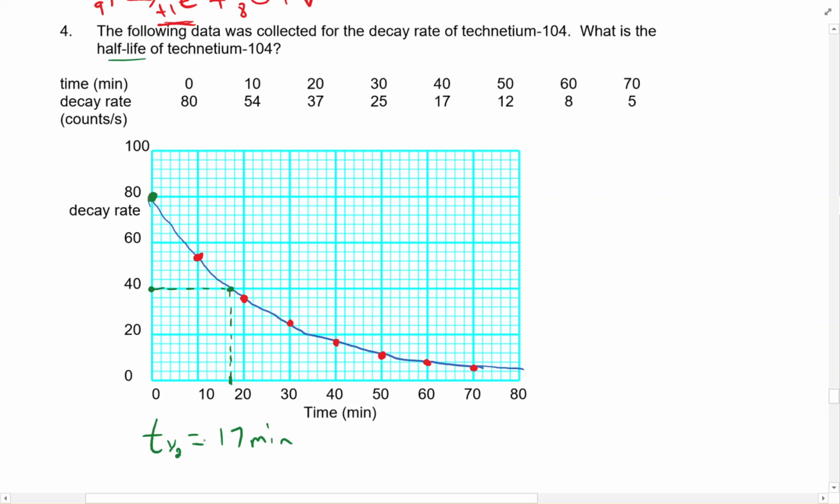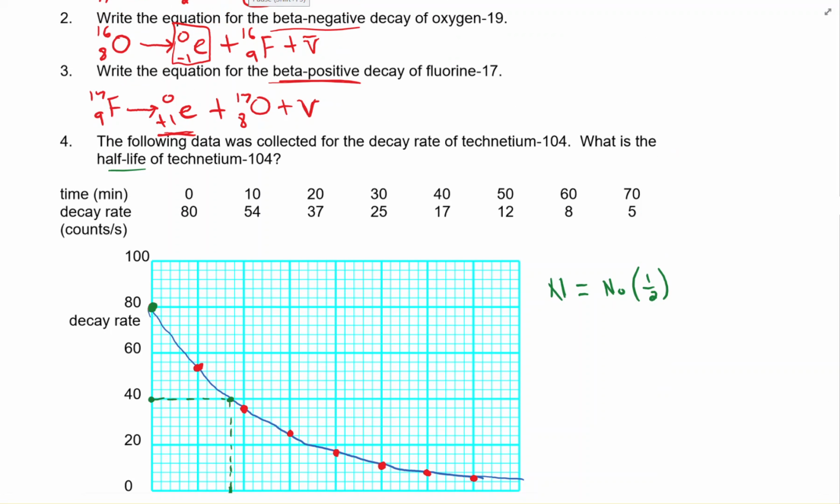So you guys will use that idea. Once you have your half-life, then you could put it into your N is equal to, actually usually capital N, equals N naught times 1/2 to the n, but this n can be made up of time over half-life. Okay, so then now you have this, and you could use that in your equation there.